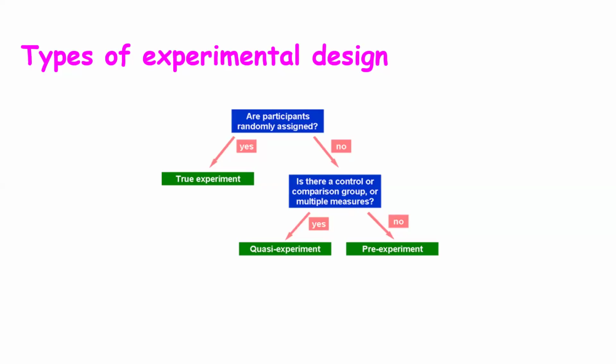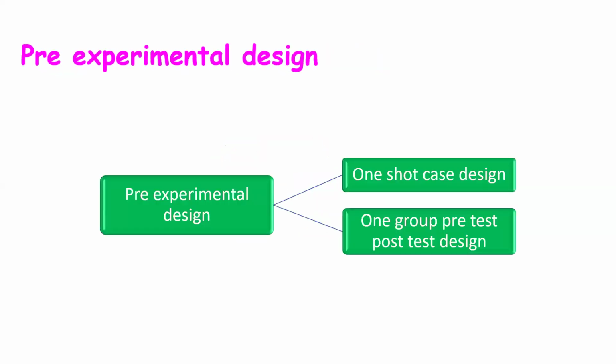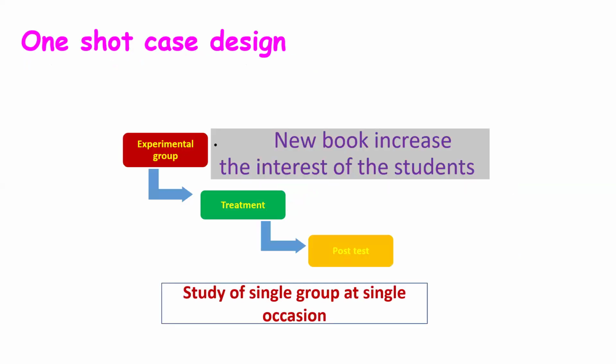But when you are coming to pre-experimental design, where you have only one group, there will not be any control group as such. So here we can call it a pre-experimental design. There are 2 types of pre-experimental design: one-shot case design and one group pre-test and post-test design. Let us see one by one.